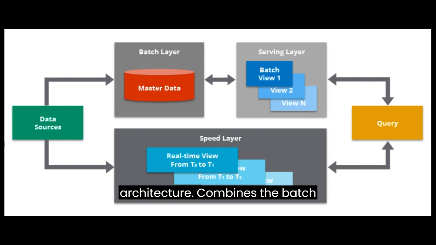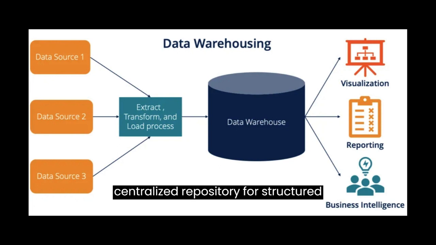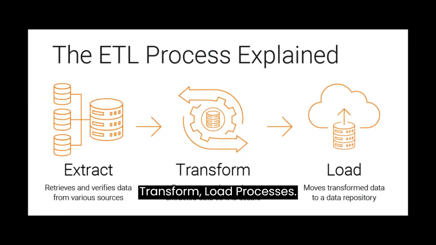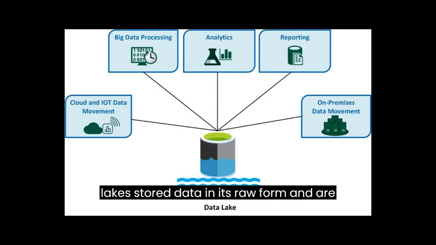Lambda architecture. Combines the batch layer and speed layer into a single architecture. It provides both batch and real-time processing capabilities, enabling consistent and accurate results for data analytics. Data warehousing. A centralized repository for structured data that allows for querying and reporting. Data warehousing architecture patterns include Kimball and Inmon, which offer different strategies for data modeling and ETL, extract, transform, load, processes. Data lake architecture. Data lakes store data in its raw form and are not limited to structured data.